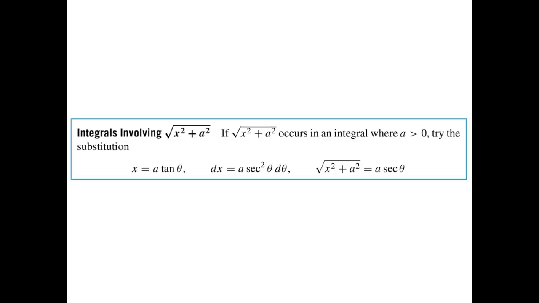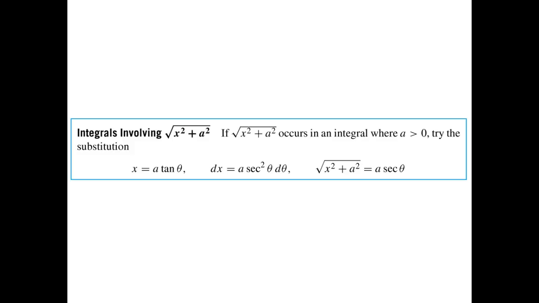Now, what if we had a form of the middle one we had? X squared plus a squared. What does that look like? Tangent, because tangent squared plus 1 is secant squared. So that's what I would do. Try that. If that occurs anywhere in your integral, then try x equal to a tangent theta. Tangent theta is equal to x over a. Okay? Draw your little diagram, your triangle as well.